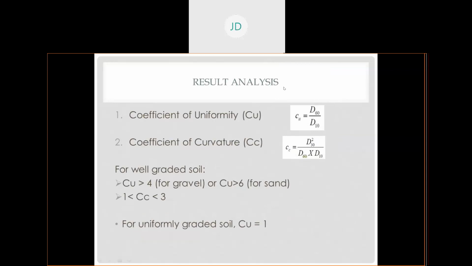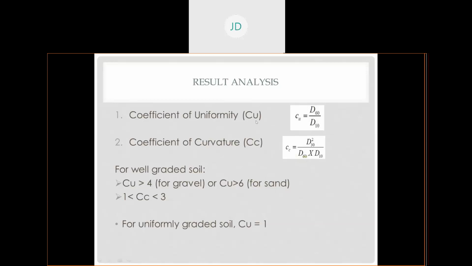Uniformity coefficient is a measure of particle size range. That means it represents the range of soil particles you have in a particular soil sample. Then the coefficient of curvature represents the shape of the particle size curve, so what kind of shape you have in your particular distribution curve. The coefficient of uniformity can be found out by the formula D60 by D10. The coefficient of curvature is found out by the formula D30 square by D60 multiplied by D10.